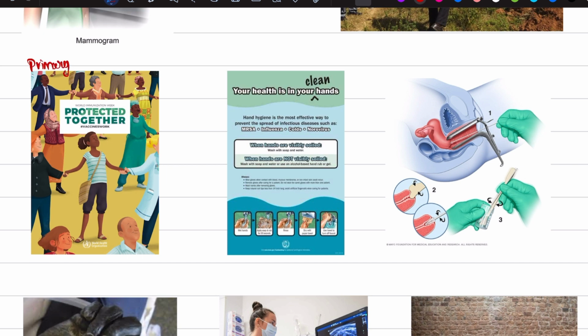Is it under health promotion or specific level of prevention? Yes, it is an ad given by the government for awareness, for health education. So it comes under health promotion.